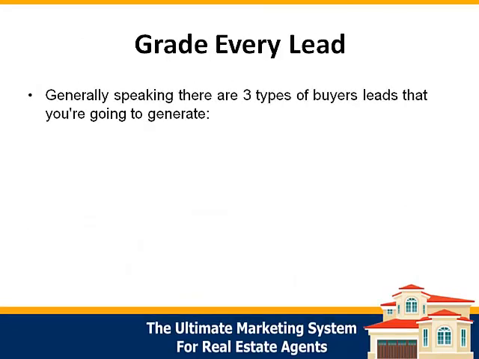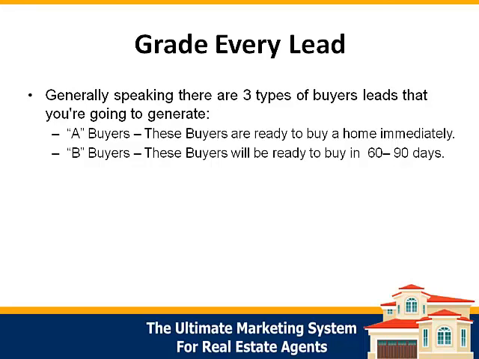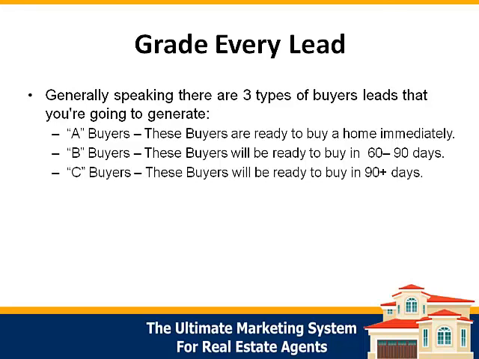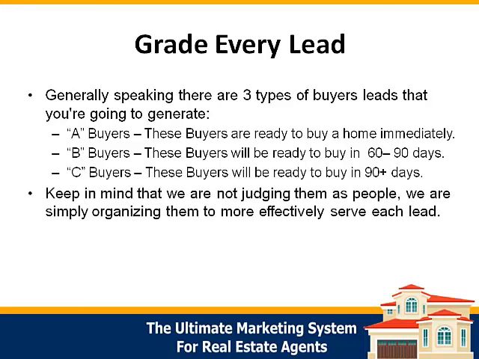Generally speaking, there are 3 types of buyer leads that you're going to generate. There are the A buyers. These buyers are ready to buy a home immediately. They're the B-level buyers. These buyers will be ready to buy in 60 to 90 days. And there are C-level buyers. These buyers will be ready in 90 plus days. Keep in mind that we're not judging them as people.